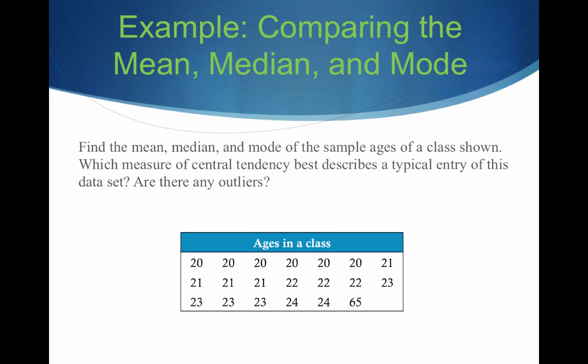All right, let's find the mean, median, and mode of the sample ages of a class. Which measure of central tendency best describes a typical entry of this class? This is something that you've got to be able to gauge. And guys, if you've worked with me in lab, you've heard me say this: go with your gut. Your gut knows statistics, okay? So, what am I talking about?